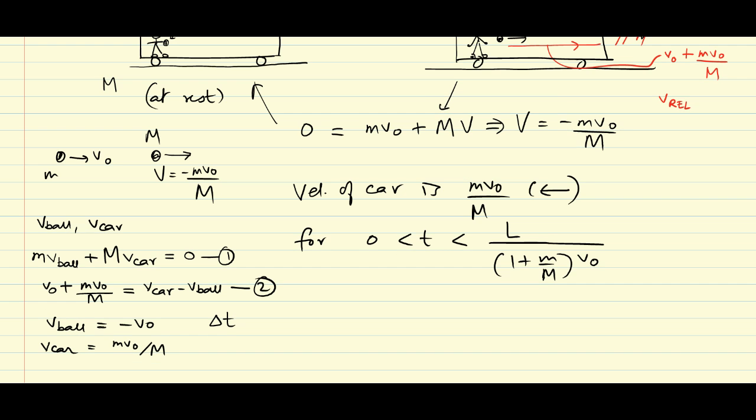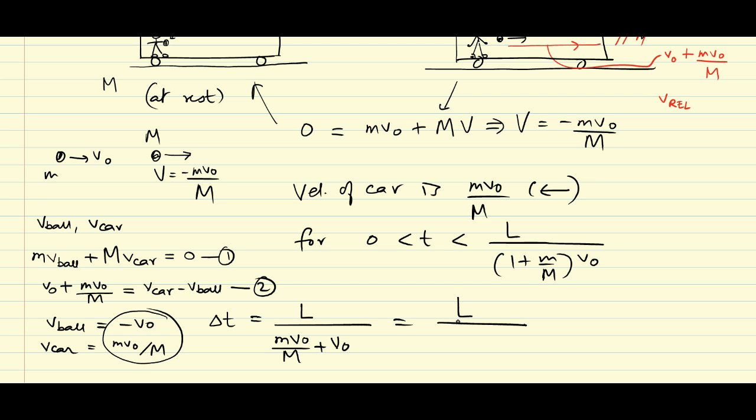So delta t is going to be, again the ball has to travel a distance L in the reference frame of the car. So we are going to divide the distance it has to travel by the speed at which it is traveling, and both are in the reference frame of the car. So the ball covers a distance L in the car frame divided by the relative speed. Of course I have to subtract these, so once again it's going to be m v naught upon capital M plus v naught.